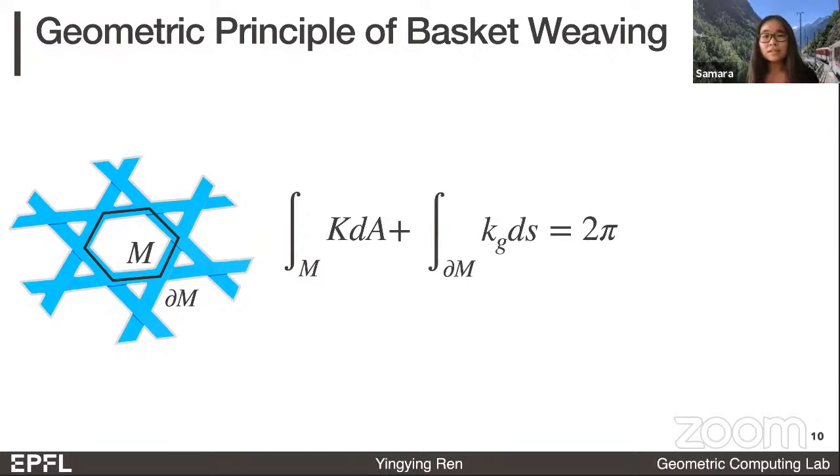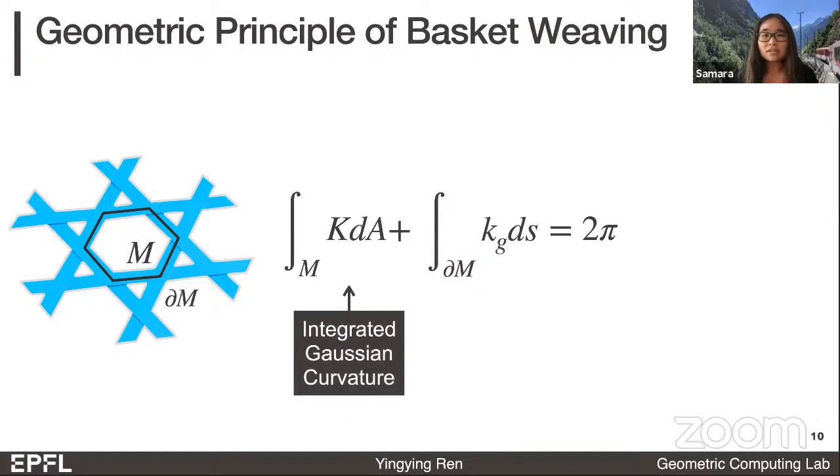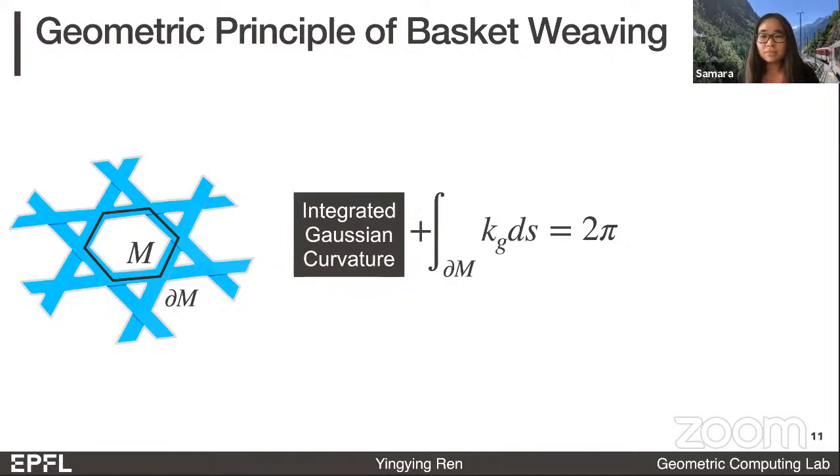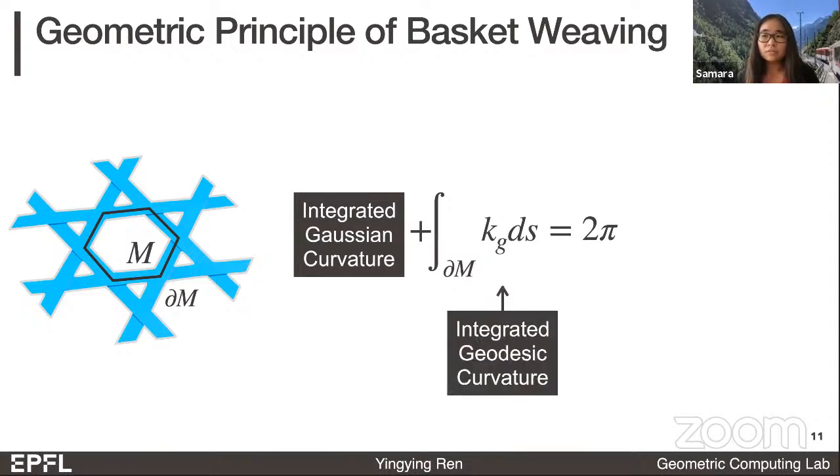Next, the first term on the left-hand side is the integral of the Gaussian curvature over the surface domain. The Gaussian curvature is an intrinsic property of the surface. For example, the sphere has positive Gaussian curvature everywhere, and the saddle shape has negative Gaussian curvature. To build woven structures of arbitrary shape, we need to control the integrated Gaussian curvature of each cell in the weaving pattern. And we do that by using the second term, which is the integrated geodesic curvature along the boundary.